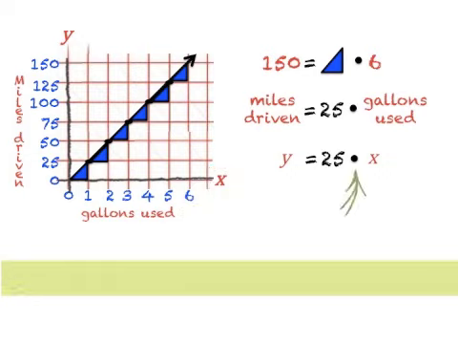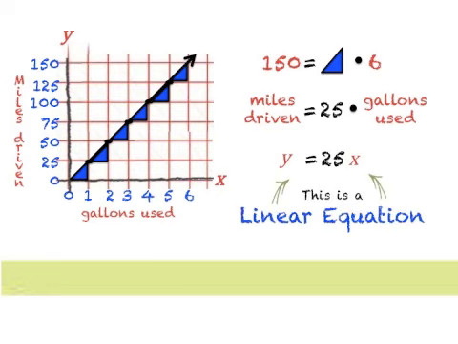In higher math, we don't usually use the times sign, so we'll just drop it. So another way to write our equation is y equals 25x. Remember that the 25 is slope, so we could also say y equals slope times x. This format is called a linear equation.